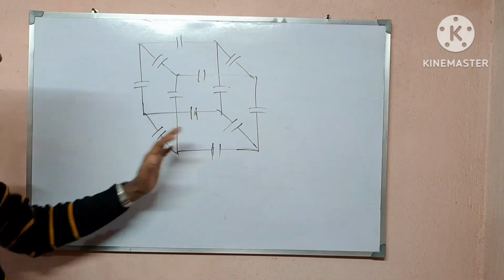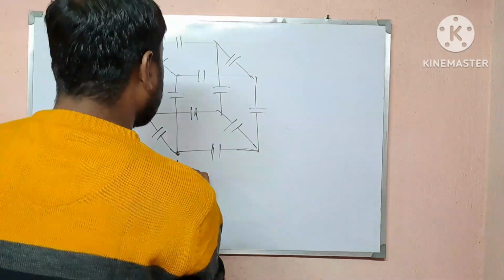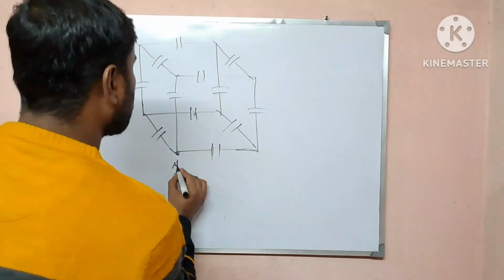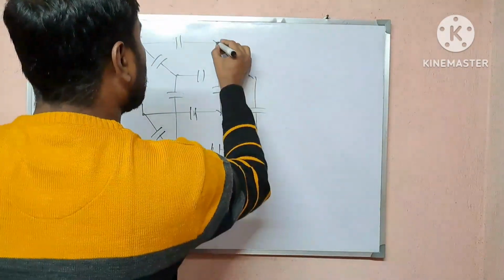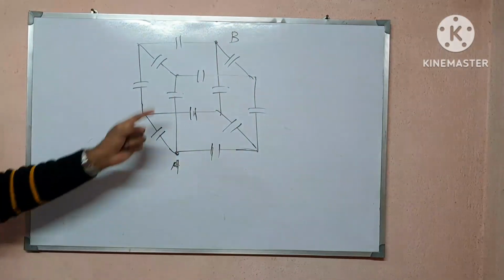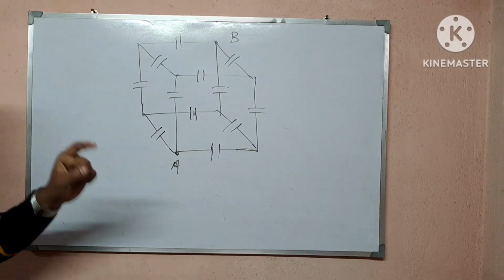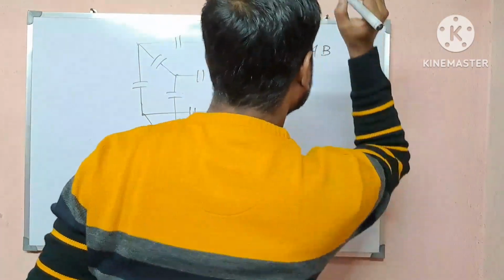Actually, there are 12 capacitors there. Actually, 3 different questions can arise from that part. You have to find the equivalent capacitance between A and B. Let's say that one is A and that one is B. Just imagine these A and B are basically the 2 body diagonals of this cube. So the question may be to find the equivalent capacitance between A and B.